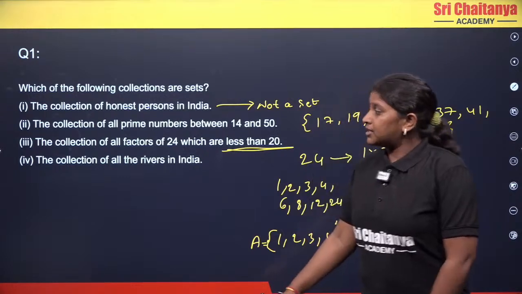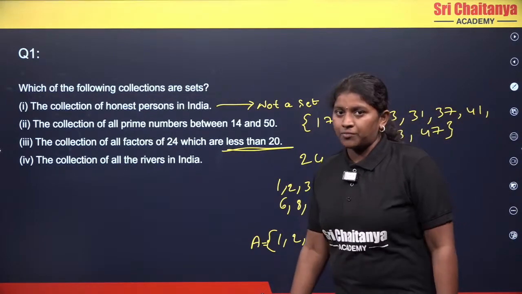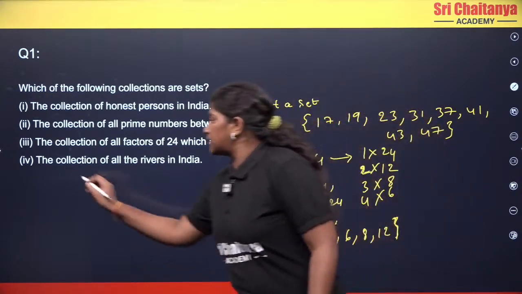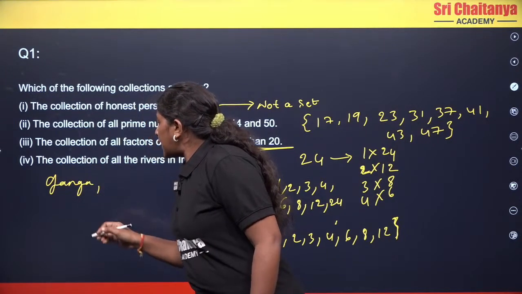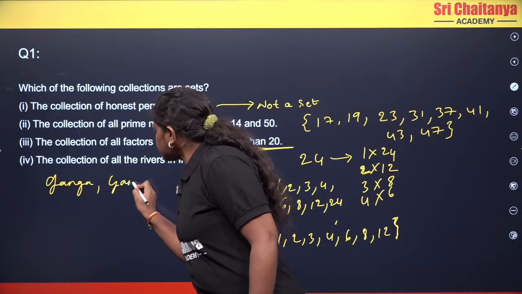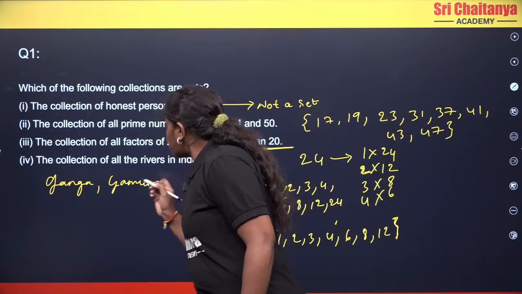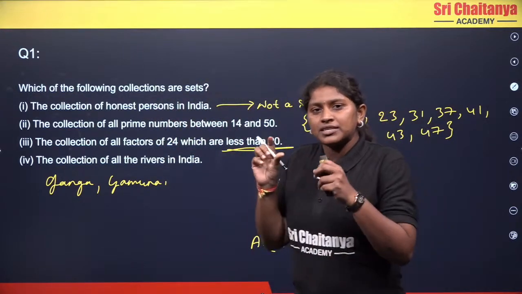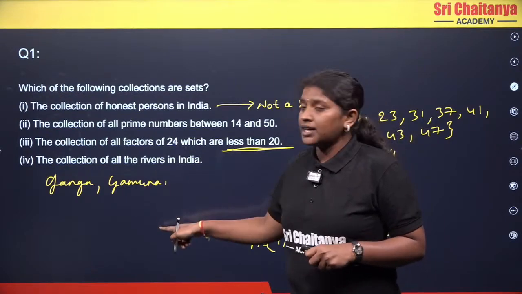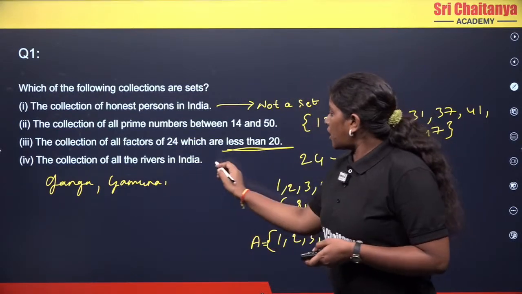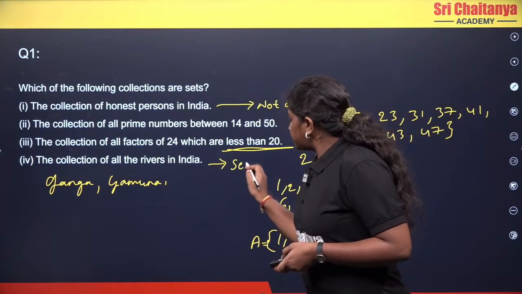Now moving to the next, the collection of all the rivers in India. So we are having rivers like Ganga and Yamuna. So we are having a particular set of rivers in India. If you take the collection of all those rivers, it will form a set. Okay, so now this will be a set.